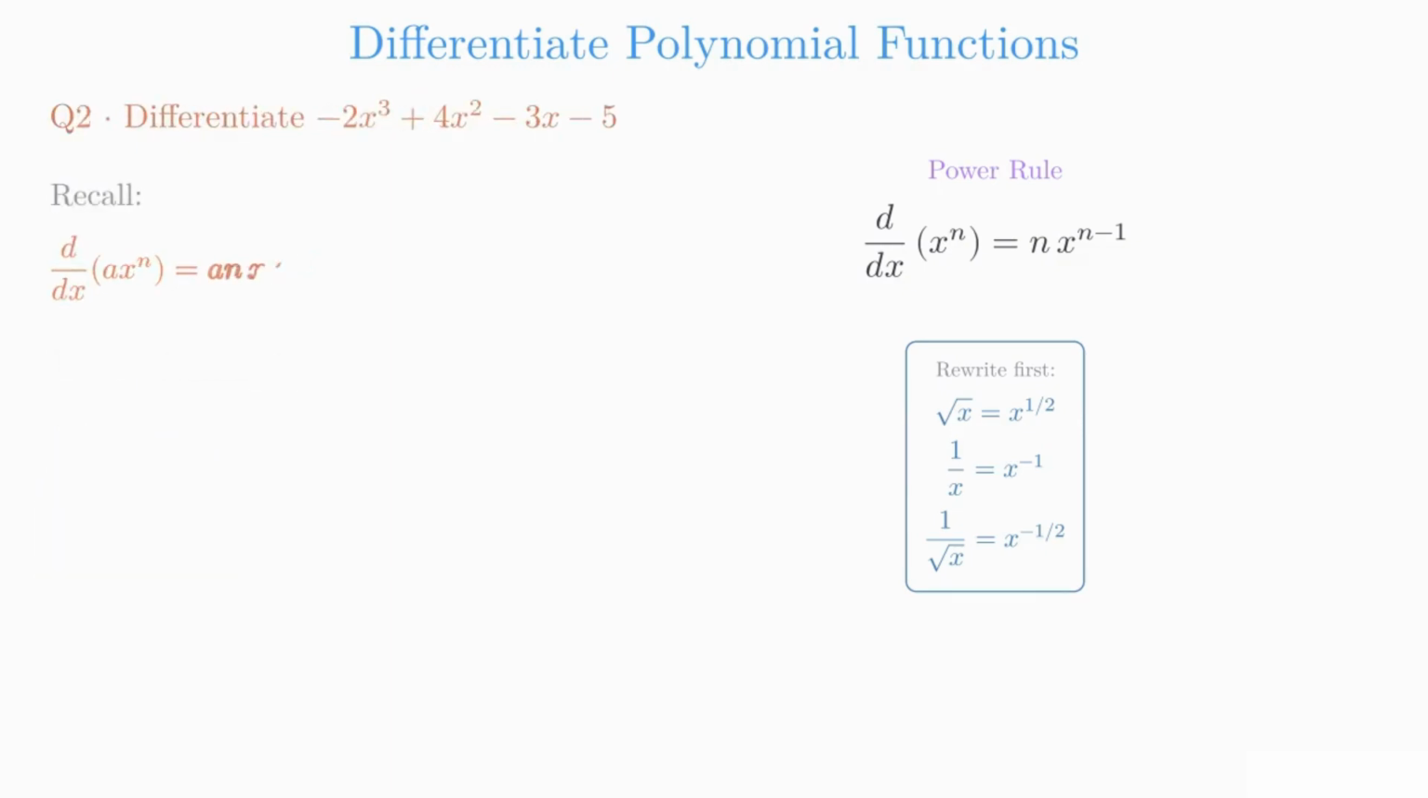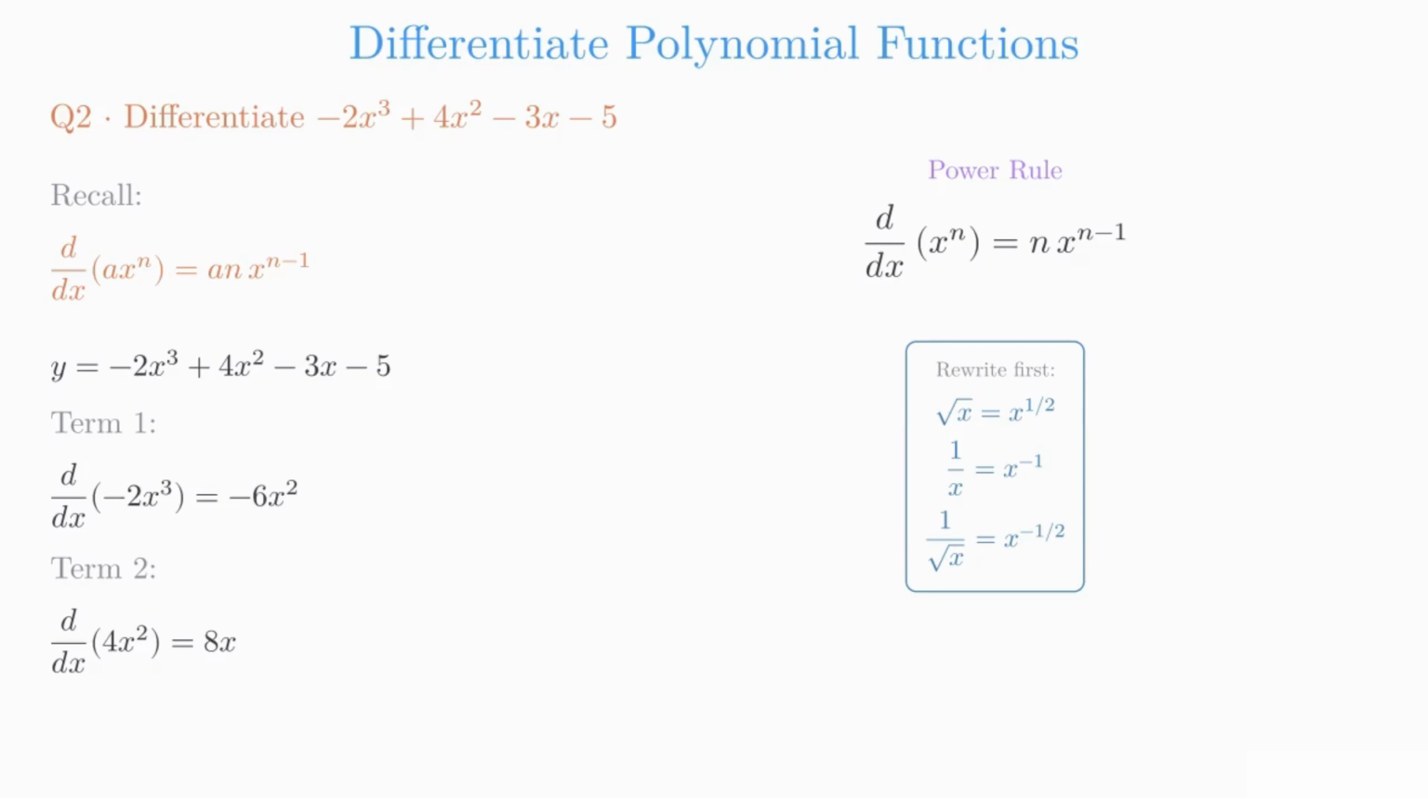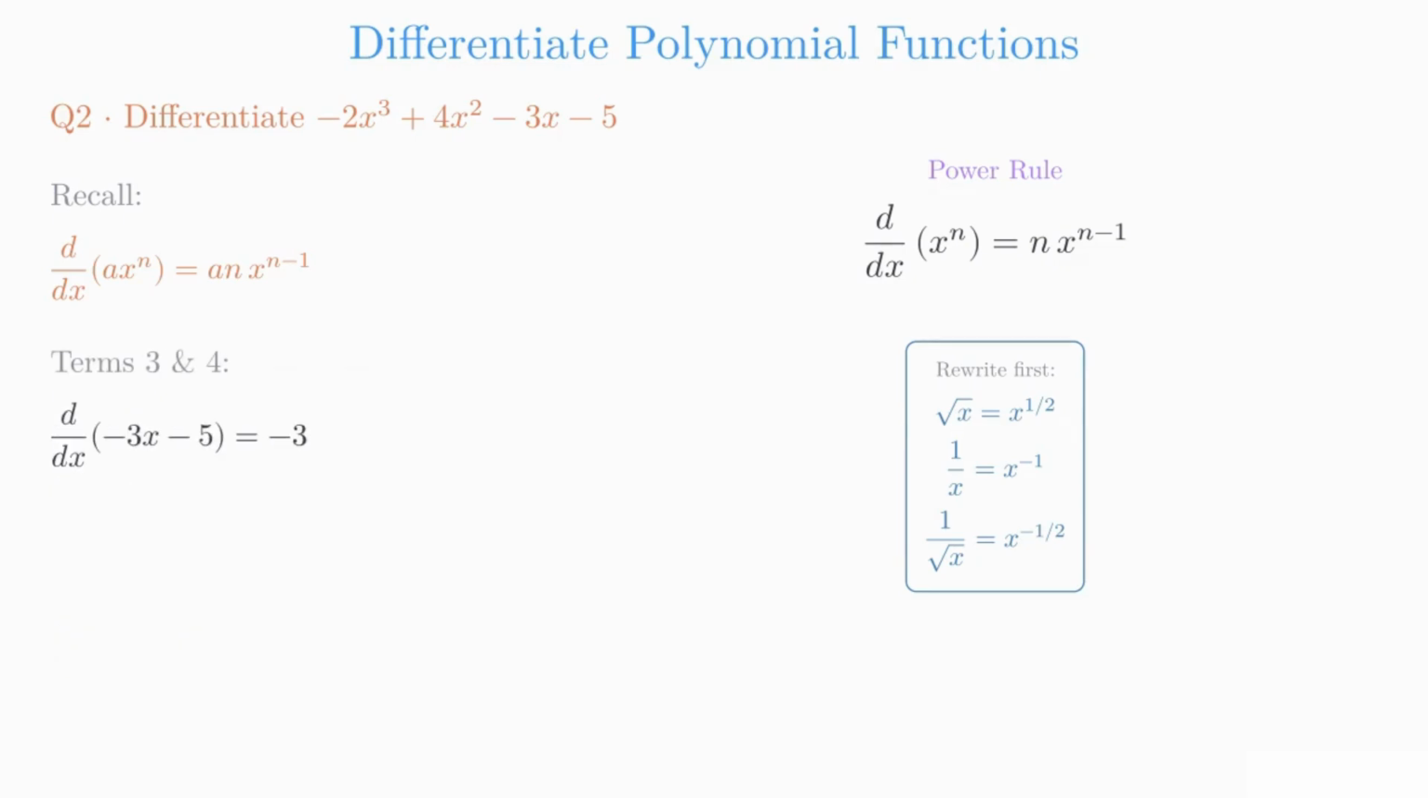Part B. Same power rule, term by term. Our function is negative 2x cubed plus 4x squared minus 3x minus 5. Negative 2 times 3 gives negative 6x squared. 4 times 2 gives 8x. Negative 3x gives negative 3, and the constant vanishes. So the derivative is negative 6x squared plus 8x minus 3. Now the interesting ones, square roots and fractions.